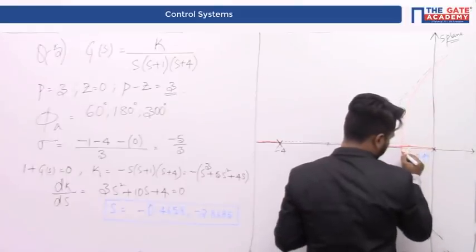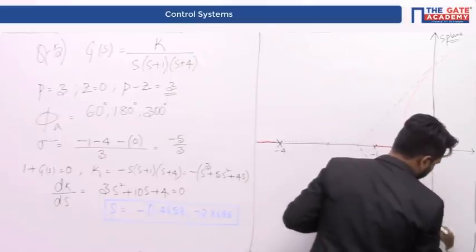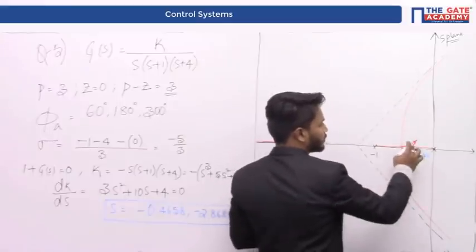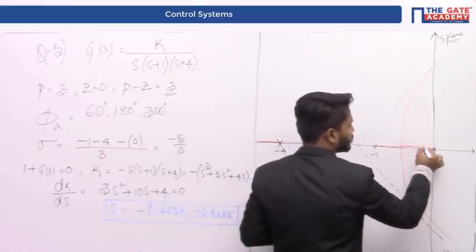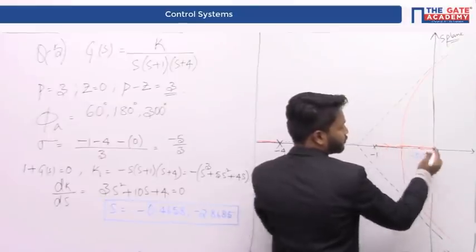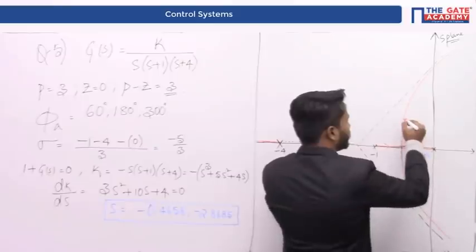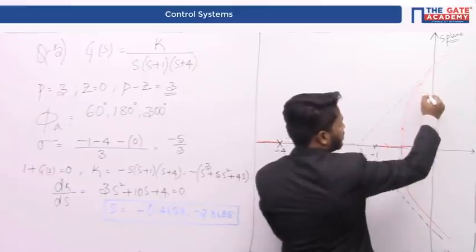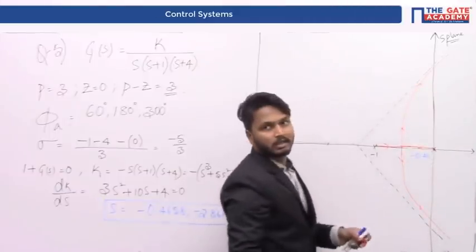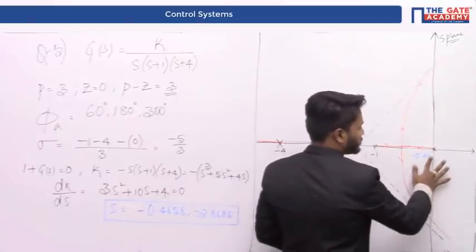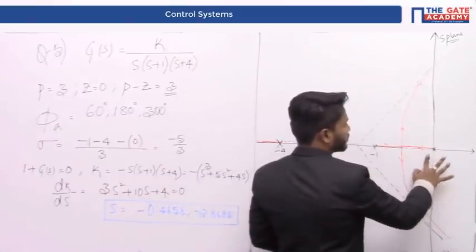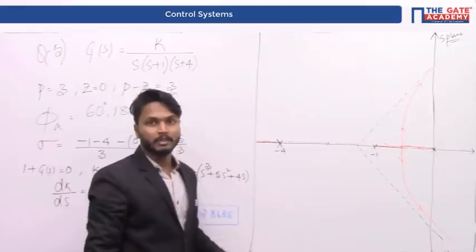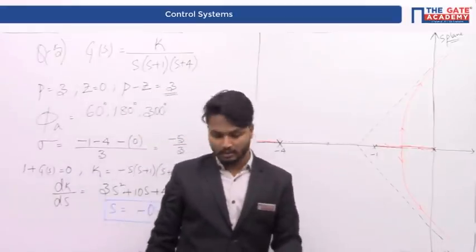I am taking the breakaway point somewhere here. The roots are going to follow their asymptotes in this manner. Therefore, the directions of the root locus are going to be in this way. Both the roots approach each other and they break away from the real axis at right angles and they go along their asymptotes. Therefore, I am just erasing it for convenience. The breakaway point we got here is minus 0.4658. So this is about the first question.